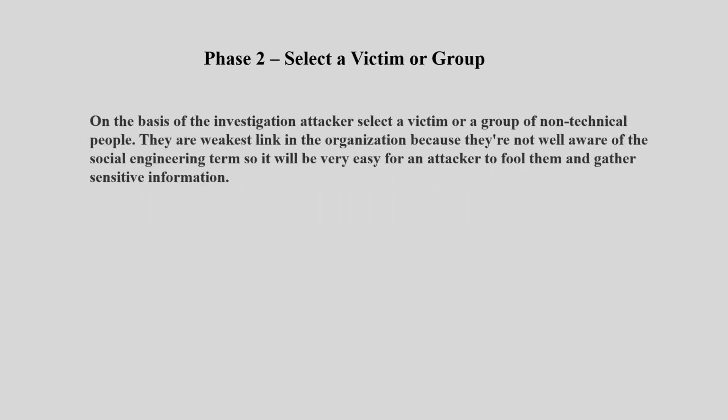Let's see phase 2, that is select a victim or group. On the basis of the investigation, attackers select a victim or a group of non-technical people because they are the weakest link in the organization and they are not well aware of the social engineering term.